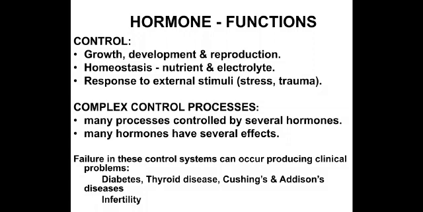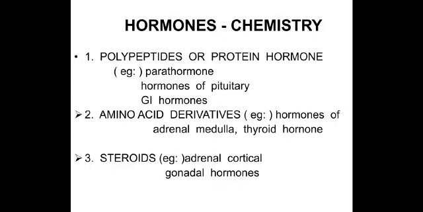If there is decreased insulin sensitivity, it results in diabetes. Thyroid disease can be hypo- and hyperthyroidism. Increased cortisol can result in Cushing syndrome, and decreased cortisol can result in Addison's disease, and hormonal imbalance in females can result in infertility and sterility.